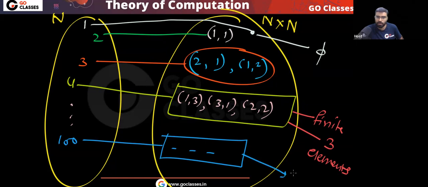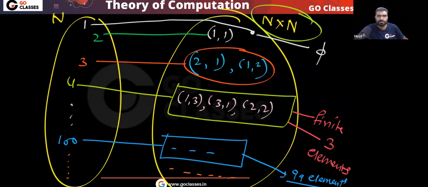How many? Let me know. 99 elements you will assign. Right, very good. So tell me, can I guarantee every element of N cross N is covered?